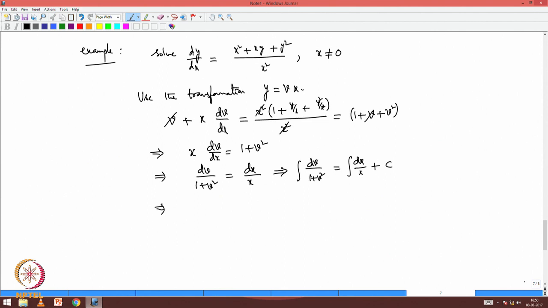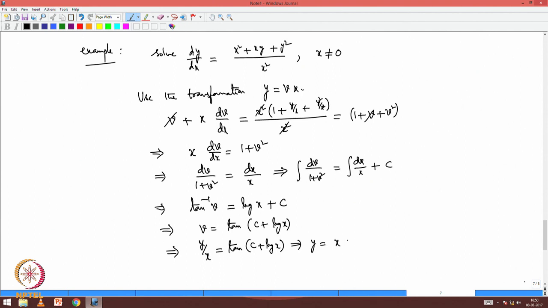Because you know how to integrate this. This is actually tan inverse v equal to log x plus c. So this is your general solution. That means v equal to tan of c plus log x. So v is y by x, so you have y by x equal to tan of c plus log x. That implies y equal to x tan of c plus log x. This is your general solution of the given differential equation.